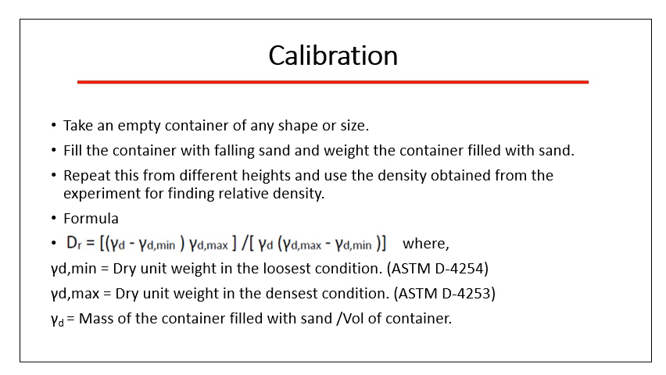So repeat this from different heights: first of all 6-inch, then 12-inch, then 18-inch, etc. And use the corresponding densities for finding relative densities. The formula of relative density is given, where the minimum and maximum dry unit weights are obtained from ASTM specified standard tests, but in the field we will get gamma d, which is the mass of the container filled with sand divided by the volume of the container, as I talked about earlier.